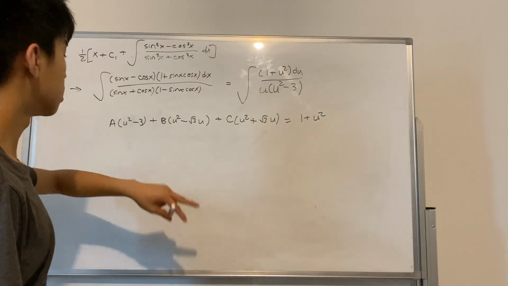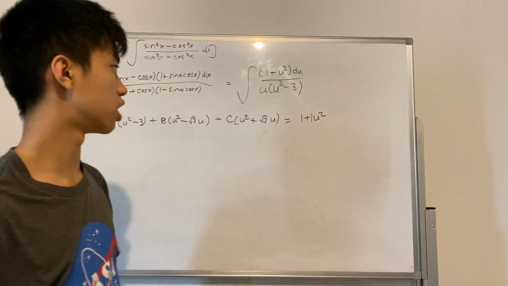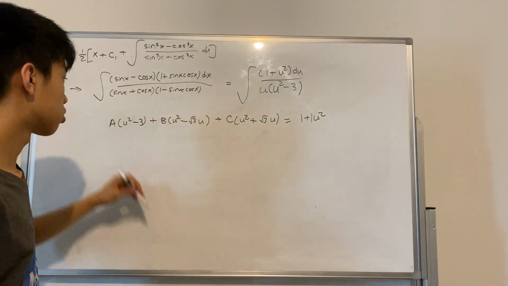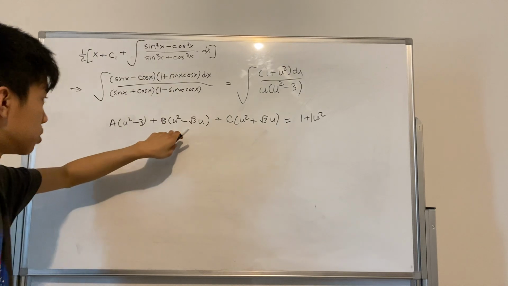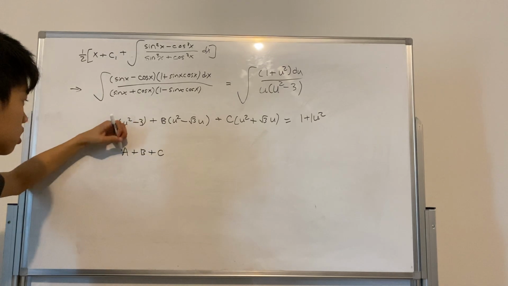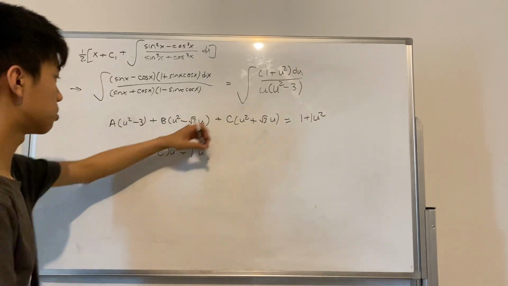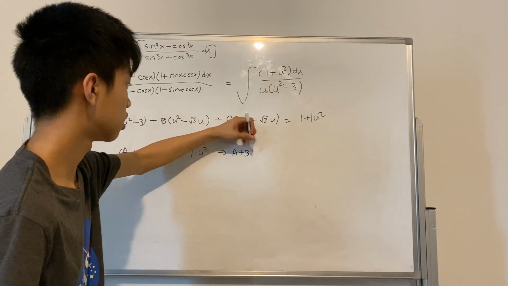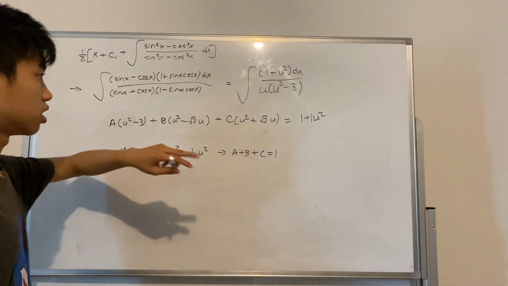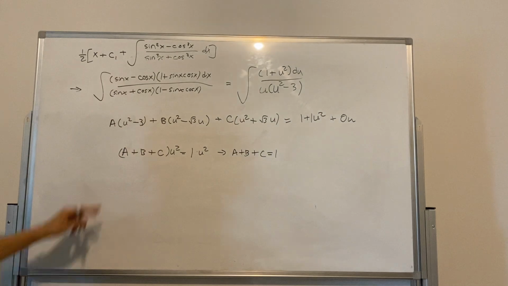So now we know, or we could pretend, that there's an imaginary coefficient 1 next to the u squared. So the u squared terms group together: a u squared plus b u squared plus c u squared. So a plus b plus c times u squared equals 1 times u squared, which is the same thing as saying a plus b plus c equals 1. And then there's going to be an imaginary plus 0u, since that term doesn't exist.